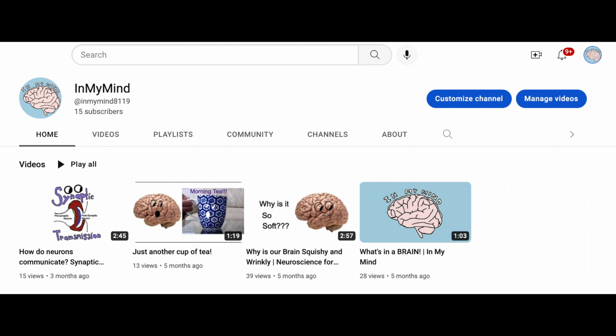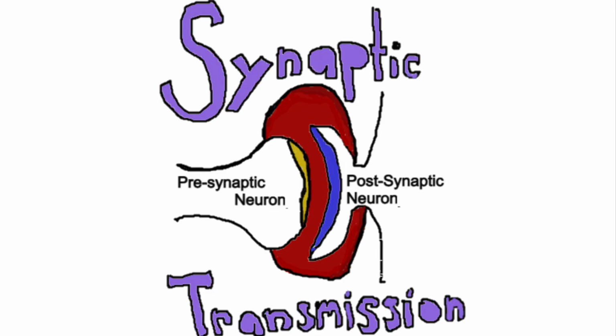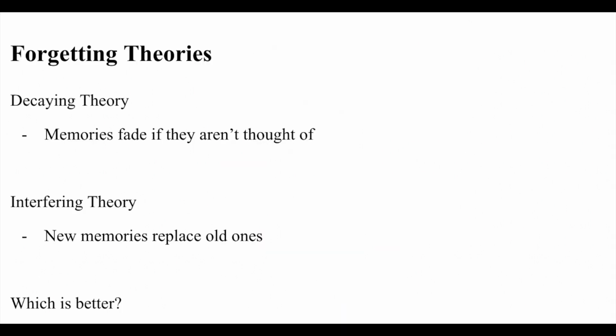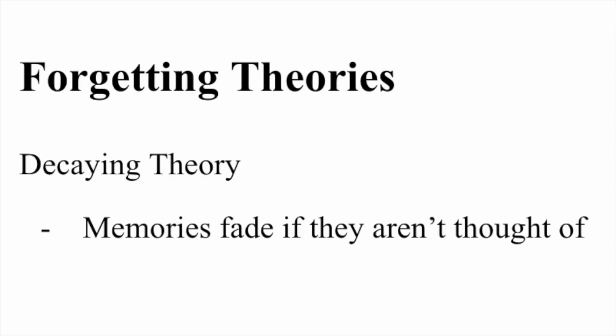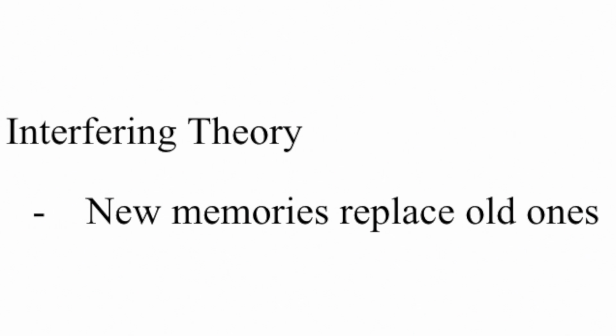Before we end this neuroscience video, let's discuss a common phenomenon that affects all of us in some capacity: forgetting. We've discussed this can occur through long-term depression, but why? The two theories for why we forget that I will discuss are decaying theory and interfering theory. Decaying theory is the idea that if the memory isn't repeated, it will fade. Interfering theory believes that as the brain receives new information, it forgets the old info.